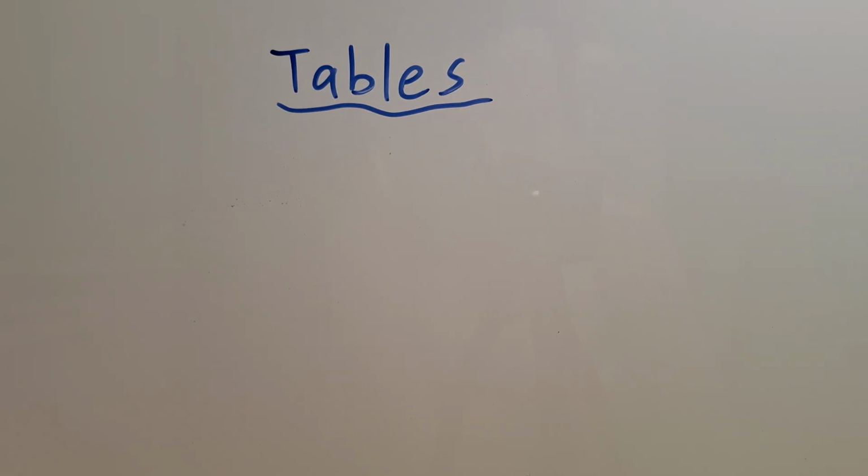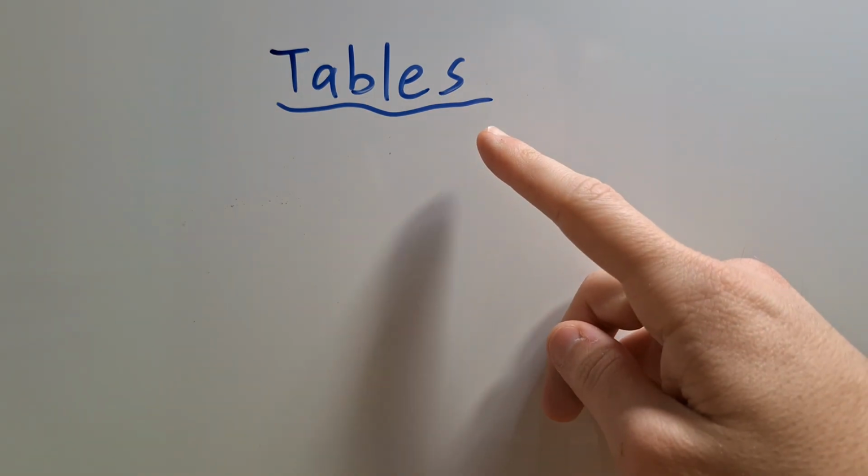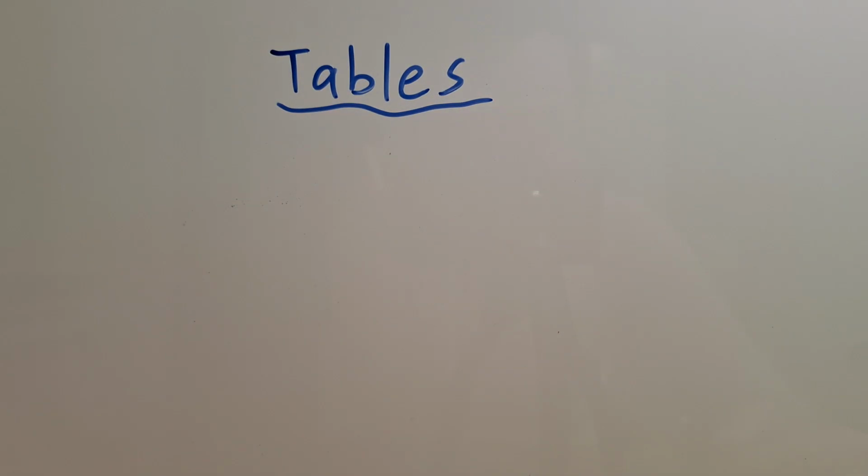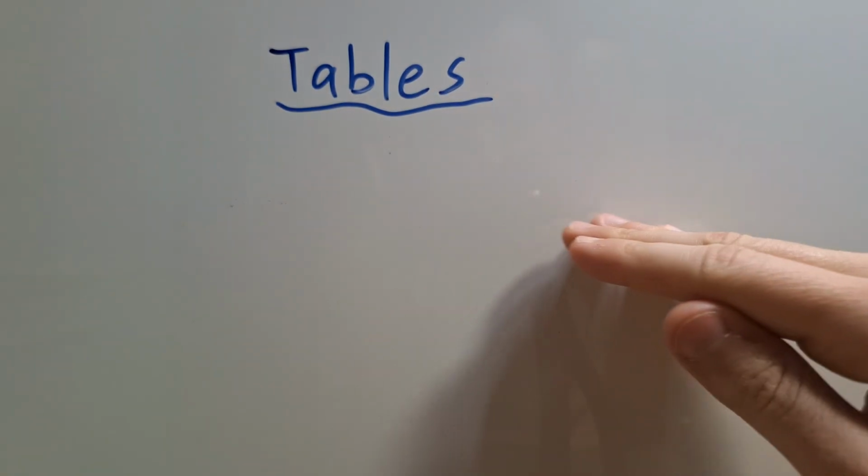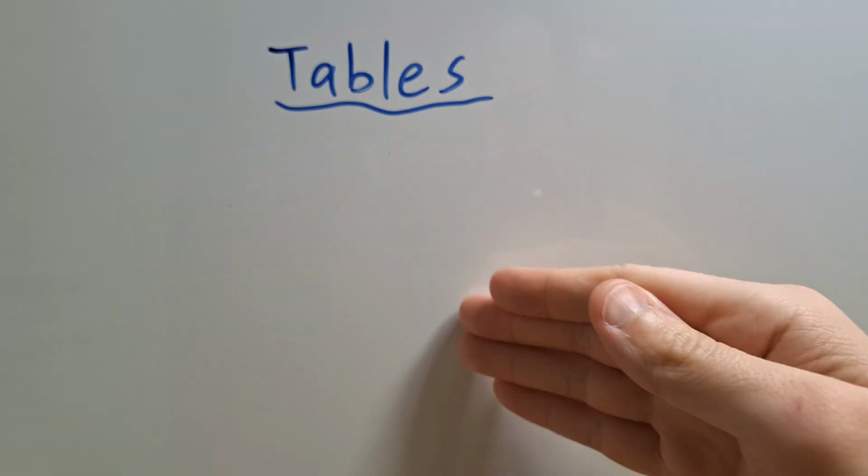Hello everyone. In this video we're going to talk about the first of several different ways to communicate information, and this video is going to be all about tables. A table presents data organized into rows that go from left to right and columns that go up and down.